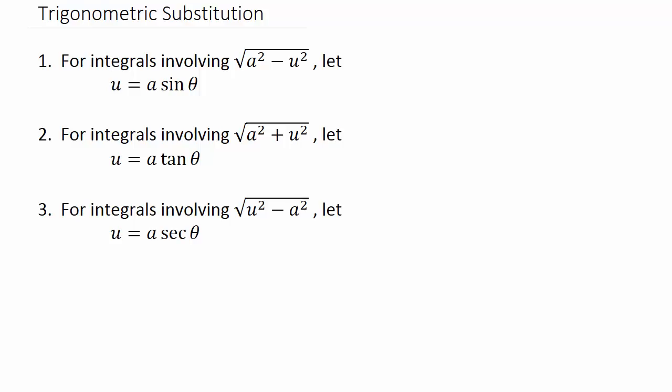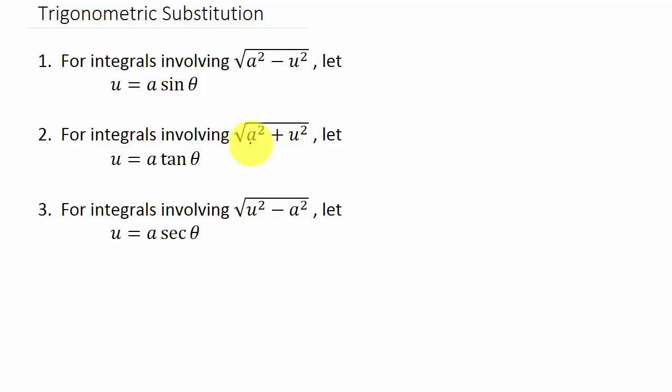Alright, so here's my second video on doing integrals using trigonometric substitution. I went over these in the first video. If you have a square root of a squared minus u squared, you'll let u equal a sine theta. If you have the square root of a squared plus u squared, you'll let u equal a tangent theta. And for the square root of u squared minus a squared, you'll let u equal a secant theta. These are the guidelines that you go by.